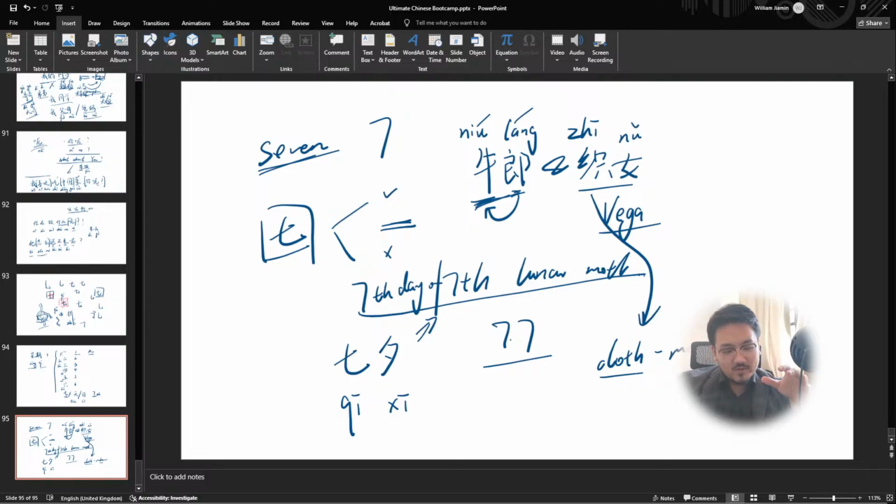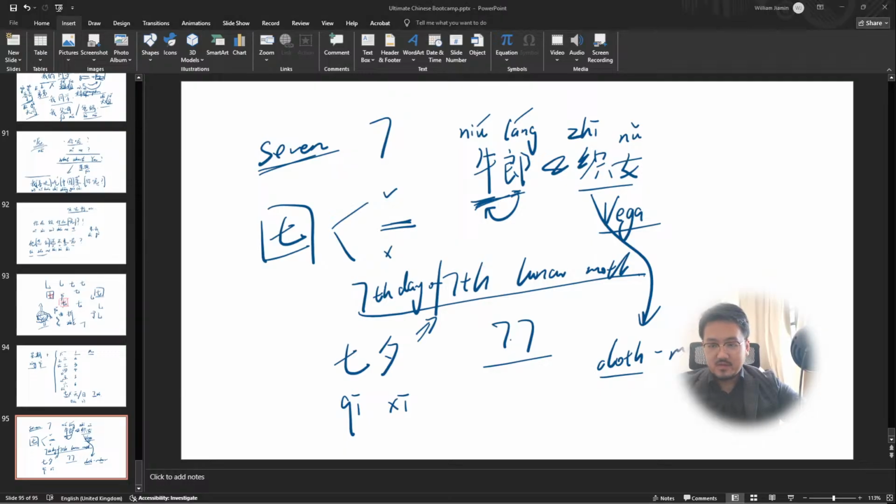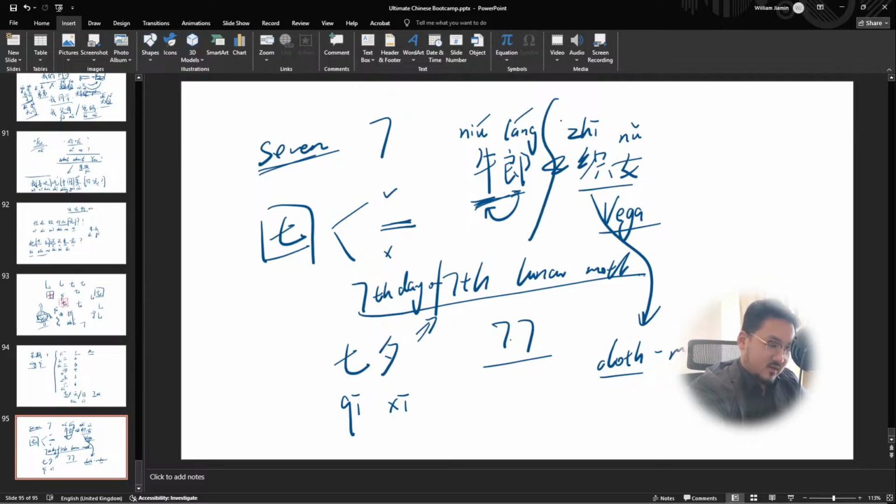So they fall in love, and this love is forbidden. So they separate, because 织女 abandoned her duty of weaving, so they were forcefully separated by the Milky Way. Okay, so 牛郎织女, and then 鹊桥相会.